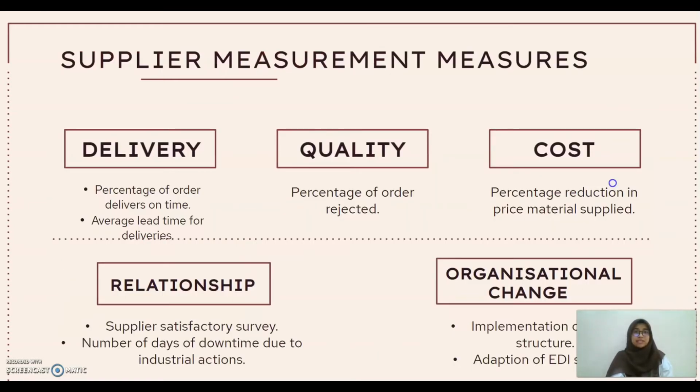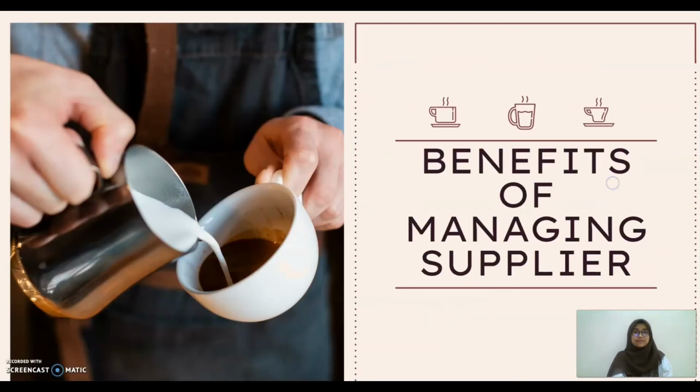Supplier measurement measures. Delivery: percentage of orders delivered on time, average lead time for deliveries. For quality: percentage of orders rejected. Cost: percentage reduction in price of material supply. In relationship: supplier satisfaction survey and number of days of downtime due to industrial actions. And lastly, organizational change: implementation of team structure and adaptation of EDI system.